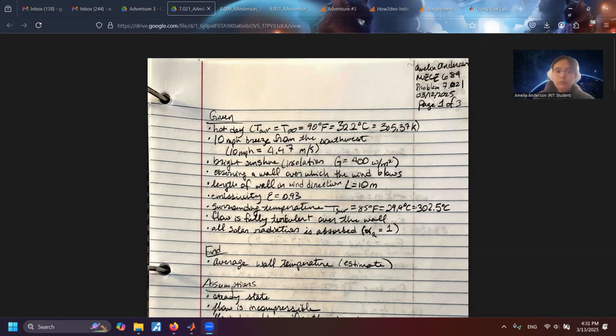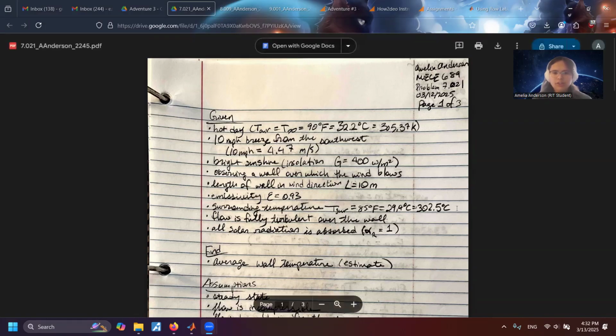We're observing a wall over which the wind blows, and we've got a length of wall in the wind direction of 10 meters. They give us an emissivity constant epsilon of 0.93, which is how well the wall will radiate away whatever heat it gets. Our surrounding temperatures are 85 Fahrenheit, which is about 302 Celsius. Or not Celsius, that should say Kelvin.